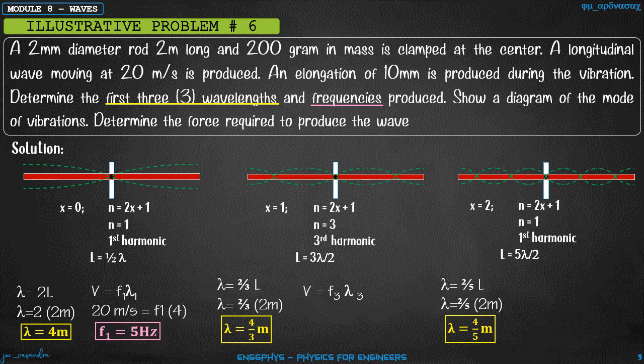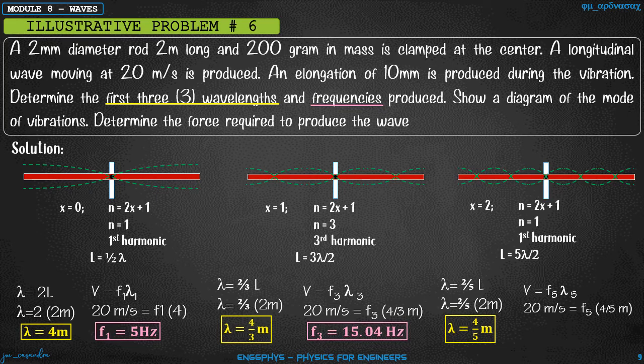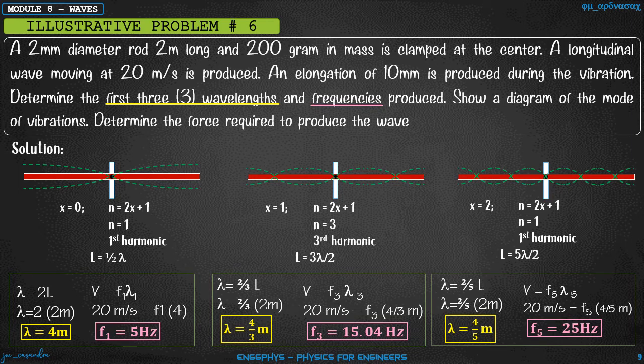Same goes for F3: 20 is equal to F3 times 4/3, or F3 is equal to 15.04, or simply 15 Hertz. And lastly, we have F5 times lambda 5, giving us F5 equal to 25 Hertz. So that's for the wavelength and the frequency of our first three modes: your fundamental, your first overtone, and your second overtone.